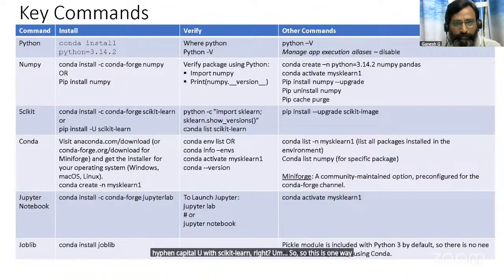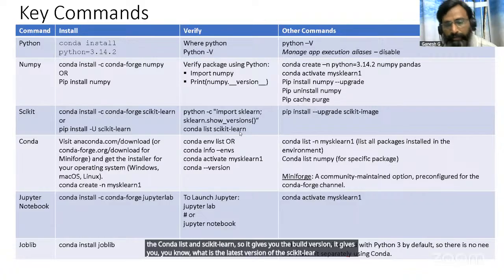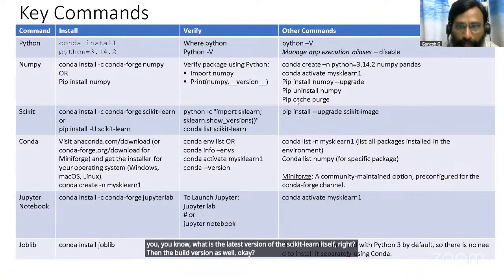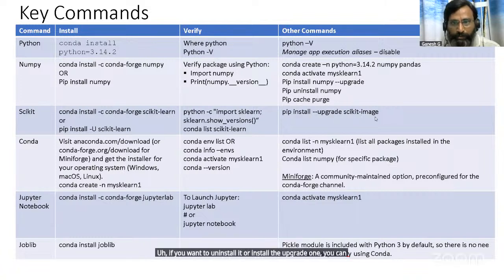You can check which scikit-learn you have, using conda list and scikit-learn. It gives you the latest version of scikit-learn itself, then the build version as well. Okay. If you want to uninstall it or install the upgraded one, you can use pip install --upgrade.